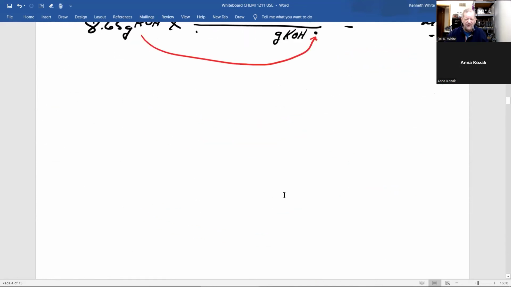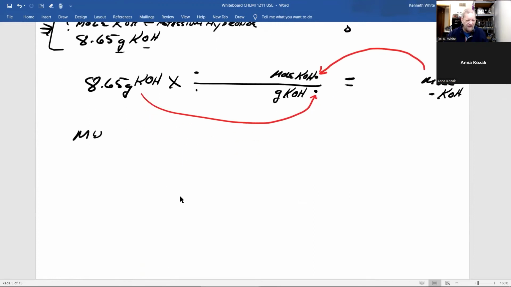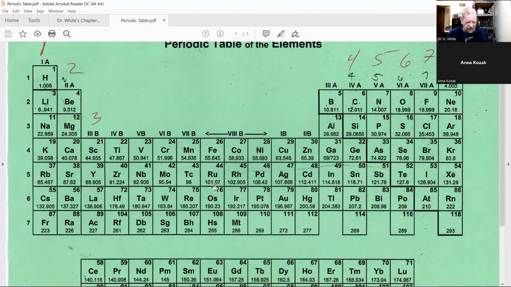So in order to fill in here, I need the molecular weight of potassium hydroxide. And how do you do that? Well, you need the sum of all the atomic weights. There's 1 potassium, 1 oxygen, 1 hydrogen. Well, how do you get those atomic weights? You go to the periodic table. Now, I'm going to let you try this one, and then I'll do it. For potassium, K, what's the atomic weight to 3 significant figures? Give me a thumbs up when you think you got it, and I'll tell you what it is.